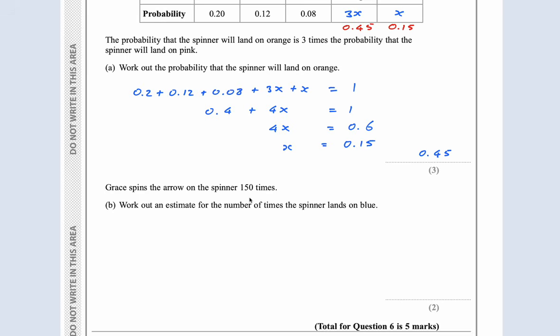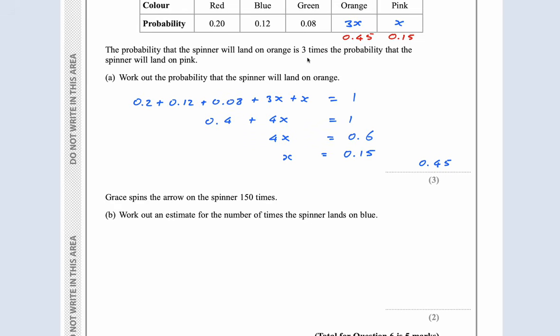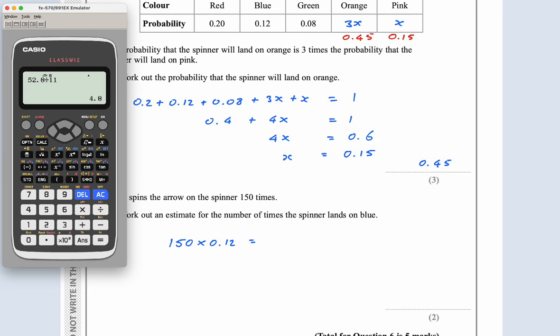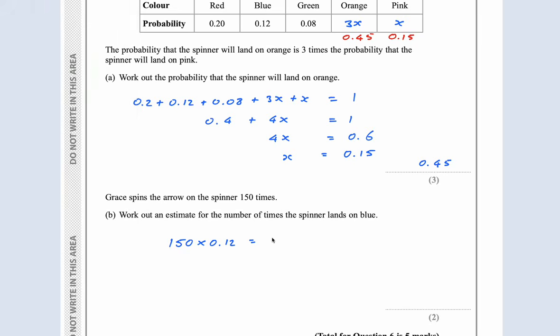Work out an estimate for the number of times it will land on blue. So the probability it lands on blue is 0.12. So it's like 12% of the time it's going to land on blue. So how do I get 12% of this? Well, I just multiply it. So it's 150 times 0.12, and that equals 18. So that is 18 here.